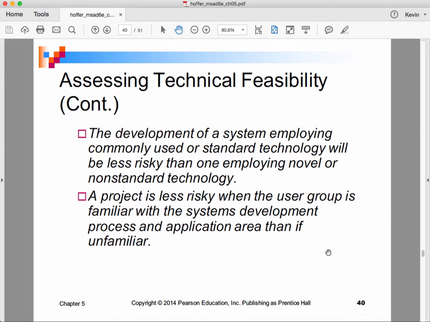The development of a system employing commonly used or standard technology would be less risky than one employing novel or non-standard technology. Most people would agree to that. A project is less risky when the user group is familiar with the system's development process and the application area than if they are not familiar with that. So that's the way a lot of those considerations can come to affect technical feasibility.